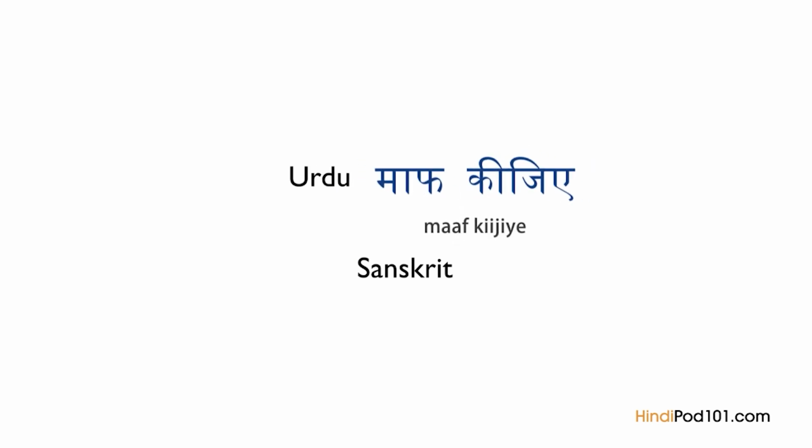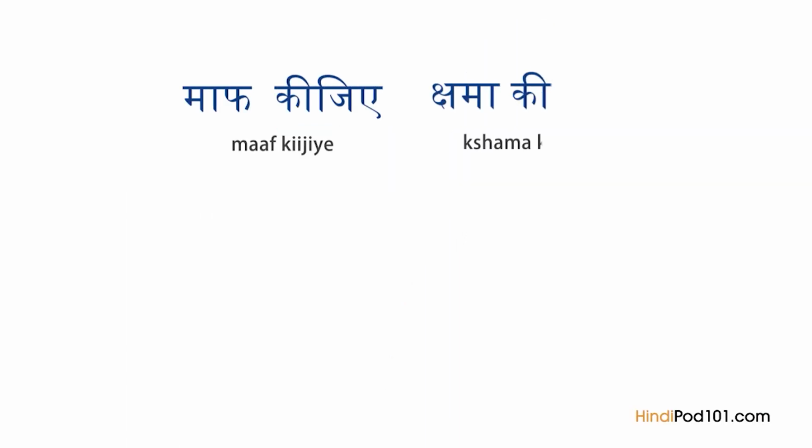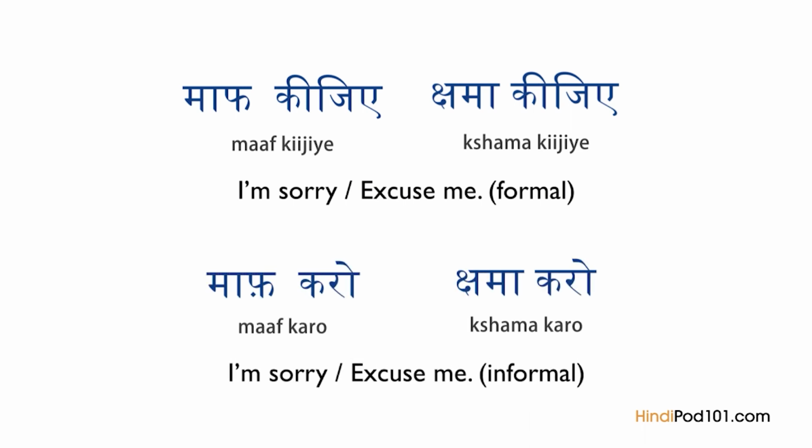Maaf kijiye is the Urdu form and the corresponding Sanskrit form in Hindi is Kshama kijiye. The informal way to say I am sorry is maaf karo. Similarly, we could also say Kshama karo. Let's review. Maaf kijiye or Kshama kijiye is a formal I am sorry or excuse me. Maaf karo or Kshama karo is the informal I am sorry or excuse me.